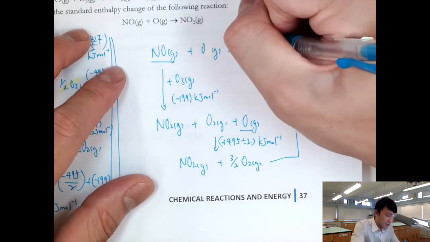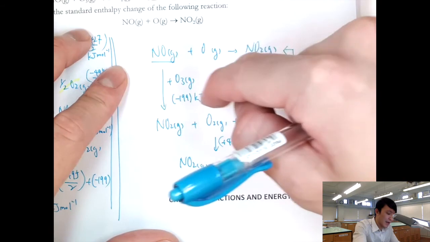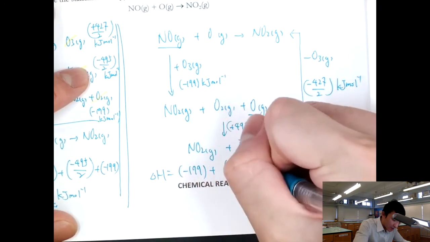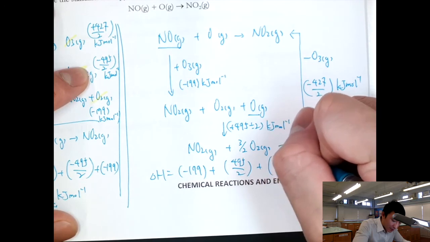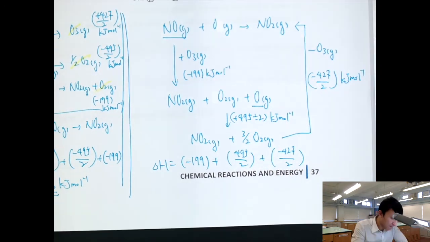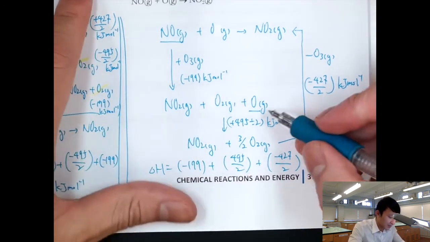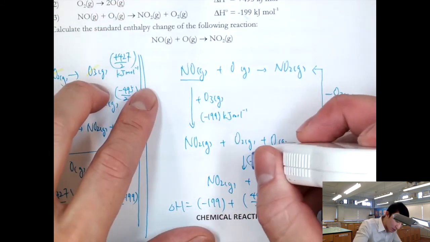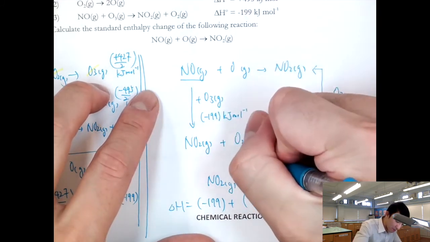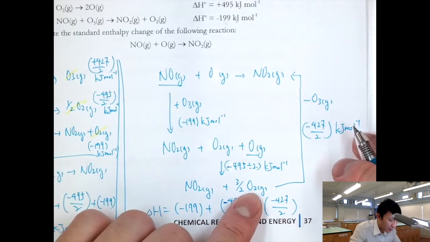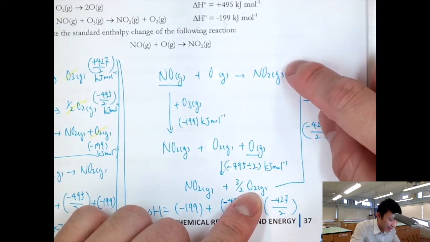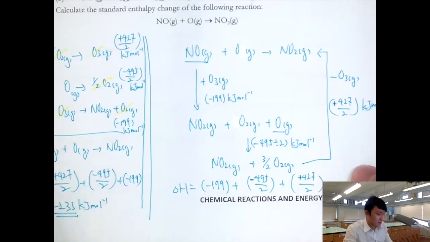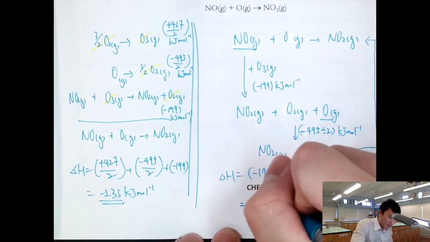Now, the delta H is over here, so delta H equals this path. So basically we add these 3 terms together, so the delta H equals negative 199 plus 495 divided by 2 plus negative 427 divided by 2. Oh wait, this one should be negative because we are flipping the equation. So this one should be negative. And from here to here, O2 becomes O3. Again, I was flipping the equation, so this one becomes positive. Okay, so it should be like this, and now the two equations are the same. So the answer would be the same as well.